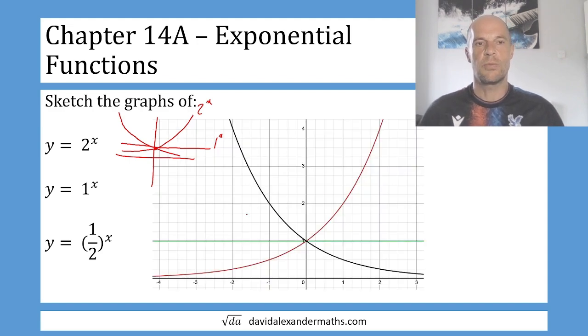One thing that is important to notice is that 2 to the power of x is a reflection of 1/2 to the power of x. So this is 2 to the x, this is 1 to the power of x, i.e. the line y equals 1, and this is y equals 1/2 to the x, and as we can see that is a perfect reflection of 2 to the power of x in the y-axis.